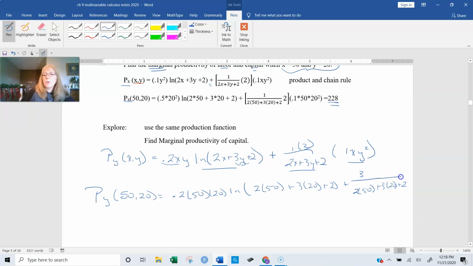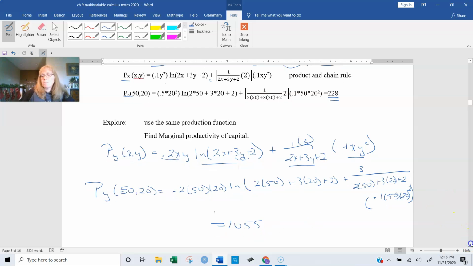Oh, I am so out of room. This is all times, sorry about that. My decimal disappeared too. 0.1 times 50 times 20 squared. You type that all in, you should get 1055. Nicely done.